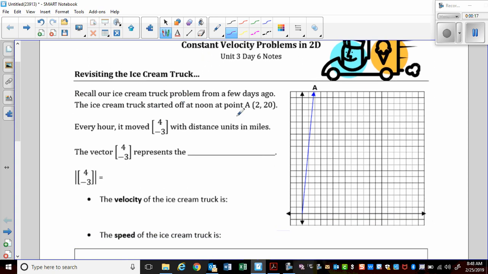The ice cream truck started off at noon at the point (2, 2), so right here, and every hour it moved <4, -3>. And remember, the x value is 4 and the y value is -3. It says the vector <4, -3> represents the direction vector. We went over this last time.